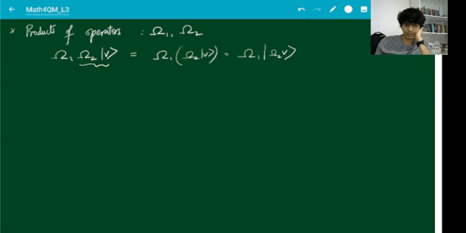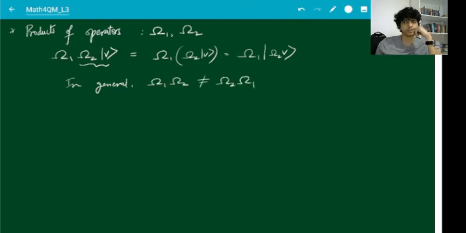You will notice that these omegas are operators, so they are like matrices, right? And matrix multiplication doesn't commute. If you change the order of two matrices, in general, omega 1 into omega 2 is not going to be equal to omega 2 into omega 1. Which means omega 1, omega 2 operating on a vector V is not going to be the same as omega 2, omega 1 acting on the vector V.